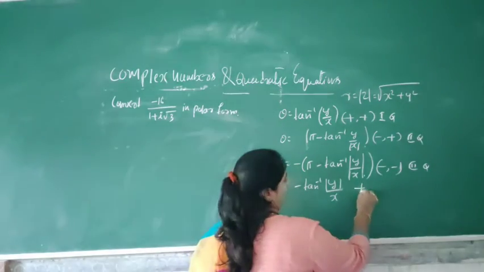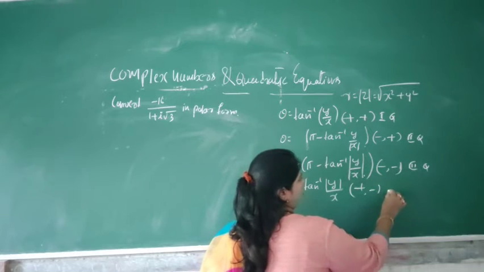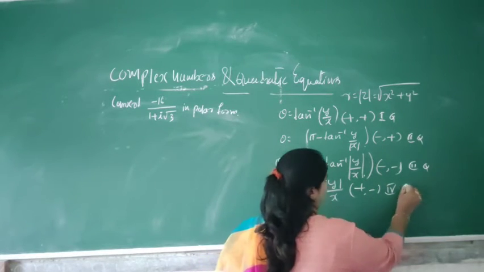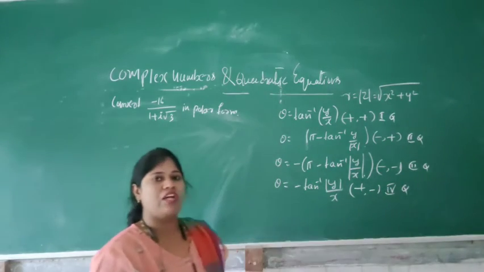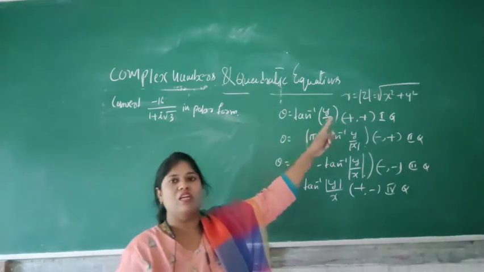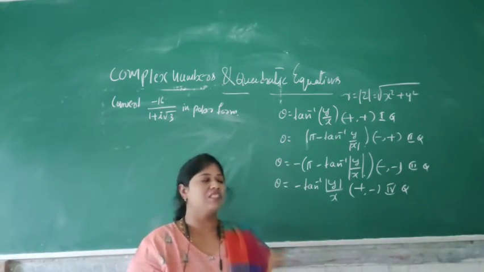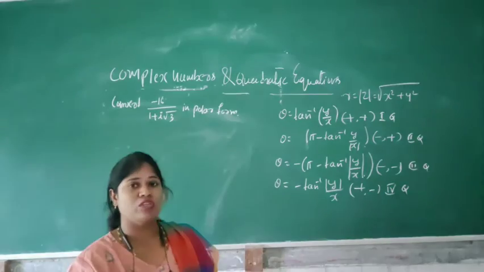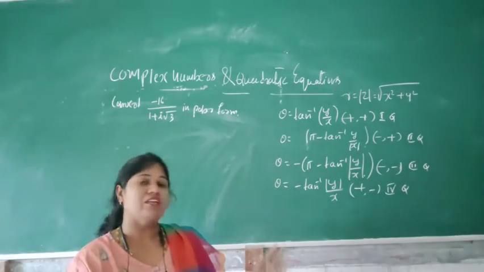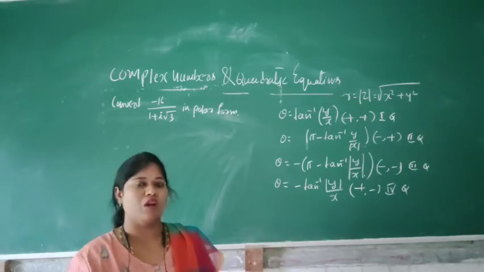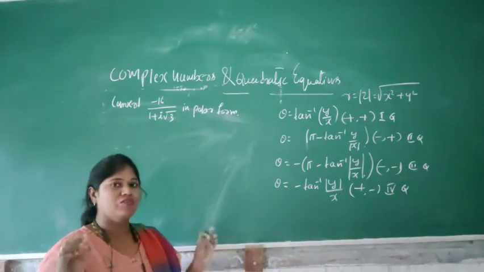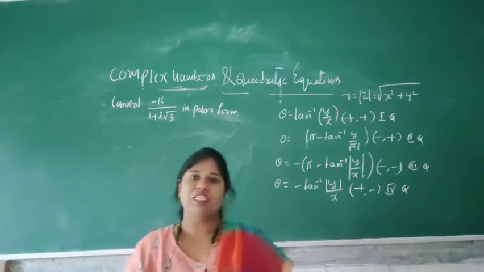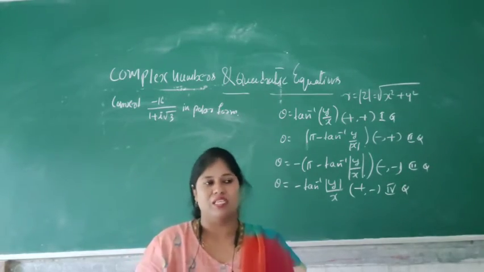If it is in the fourth quadrant, okay, so this is the fourth quadrant. After this, the r value should be the modulus of z, which is the square root of x square plus y square. We have to substitute the r value and theta value in the polar form, that is z equals r of cos theta plus i sin theta.